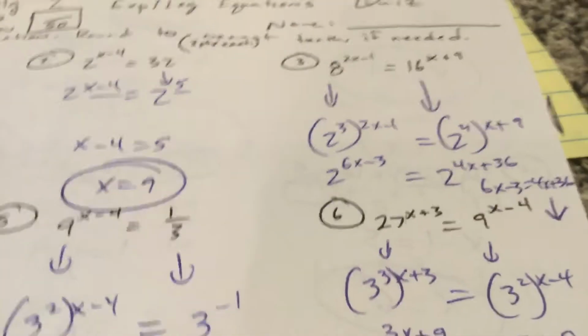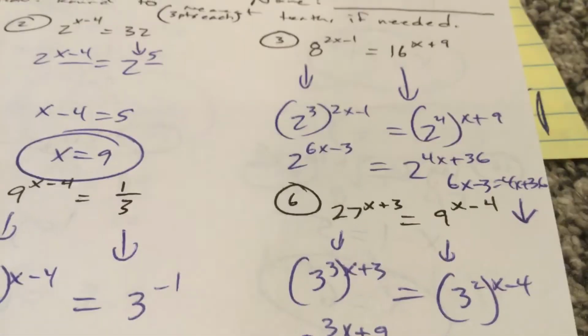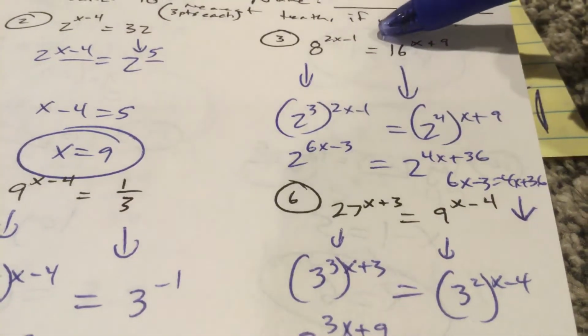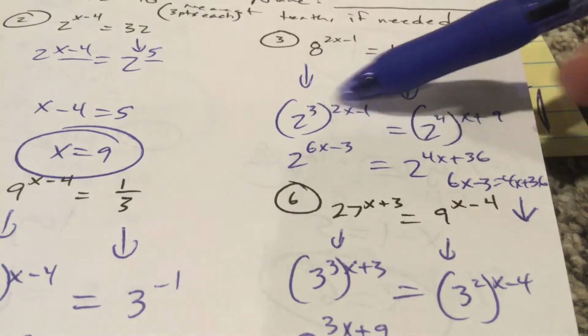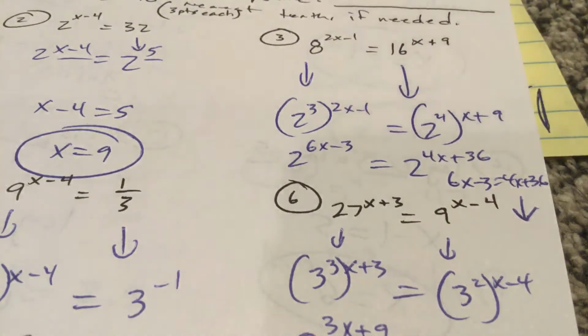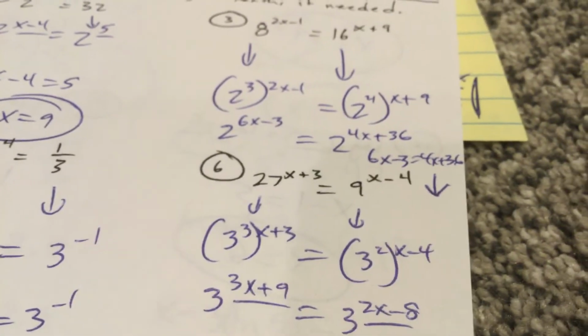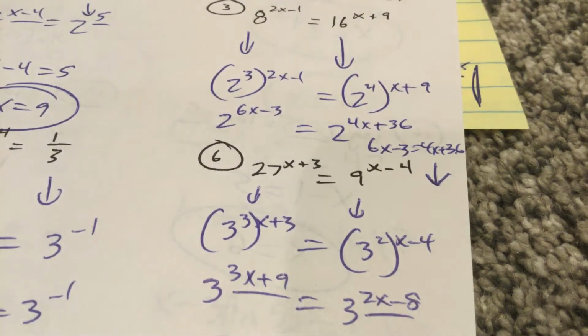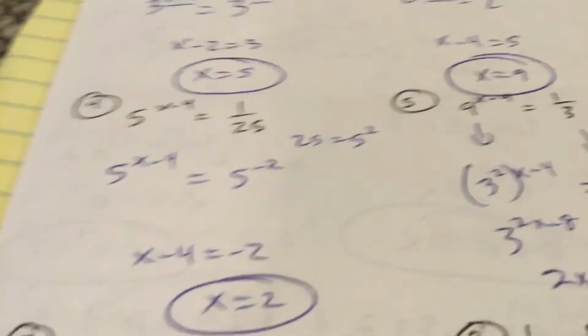This next one, what's the common base between 8 and 16? That common base is 2. 8 is 2 to the 3rd. 16 is 2 to the 4th. When you have a power to a power, you multiply the powers. As such, then you set the exponents equal to each other. I think you guys can do that one on your own. 2x equals 39. X is 39 over 2.